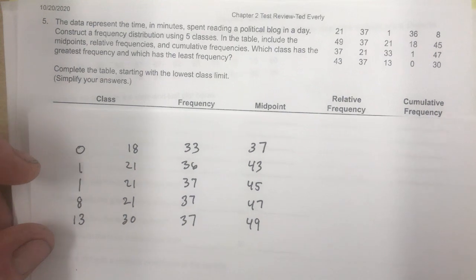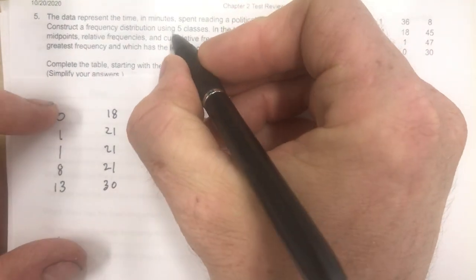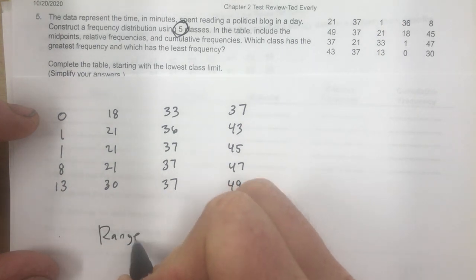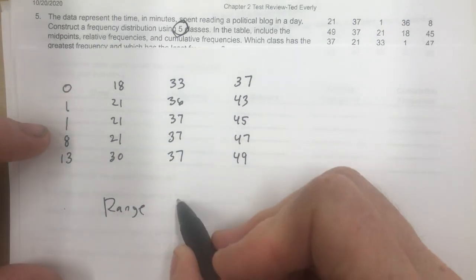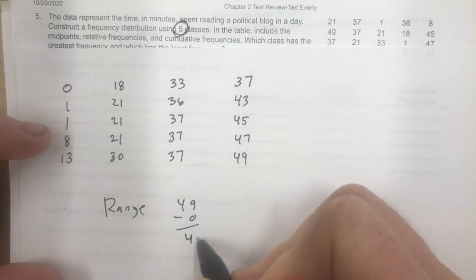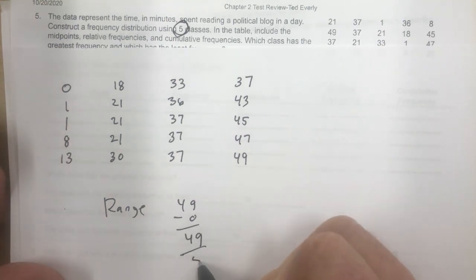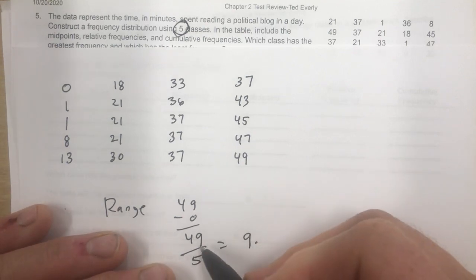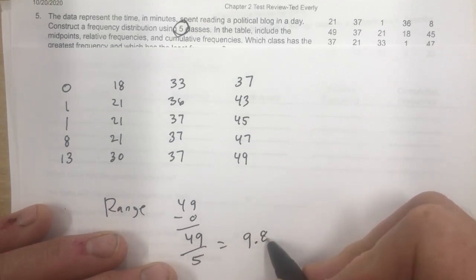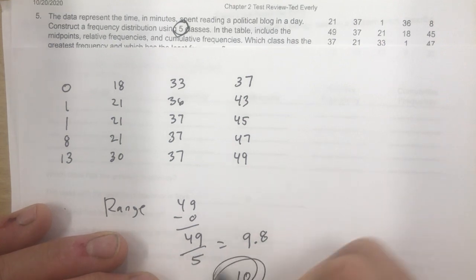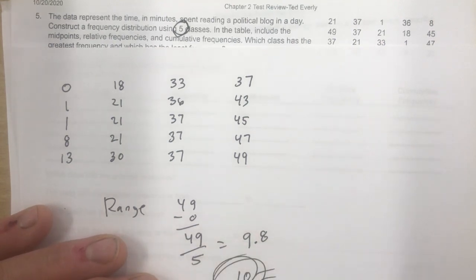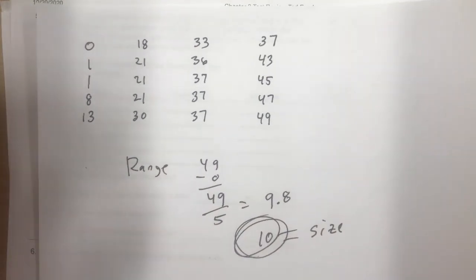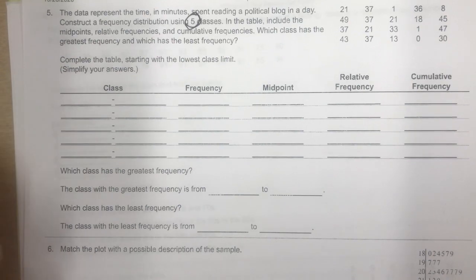Okay, now we've got to have 5 classes. All right, so first you have to find the range. The range is 49 minus 0, which is 49. And I got to divide that by 5, which is 9.8. So I rounded up to 10. So 10, that's my class size. All right, so my class size has to be 10.